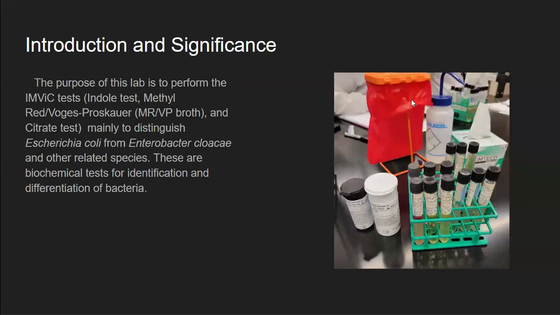Introduction and Significance. The purpose of this lab is to perform the IMViC tests: indole test, methyl red, Voges-Proskauer, MRVP broth, and citrate test, mainly to distinguish Escherichia coli from Enterobacter cloacae and other related species. These are biochemical tests for identification and differentiation of bacteria.